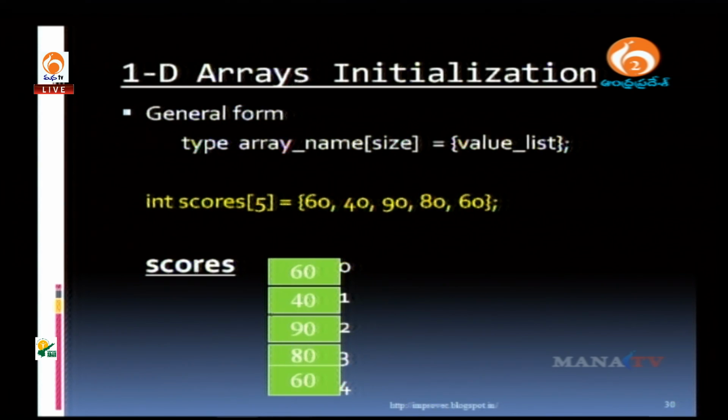If you want to access the 60 value in this array, we have to write scores[0]. If you want to access 40, we use the index of the array, that is scores[1]. If you want to access 90, we write scores[2]. For 80, you write scores[3]. For 60, you use scores[4]. In general, scores[i], where i is a variable which varies from 0 to 4.